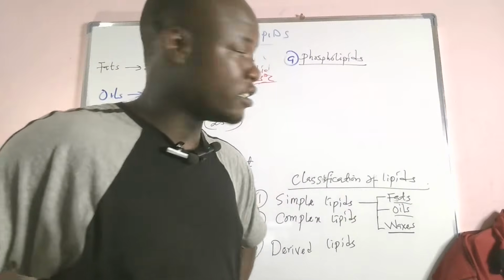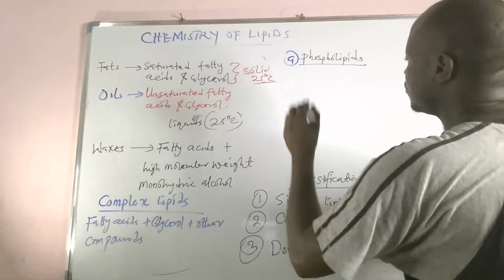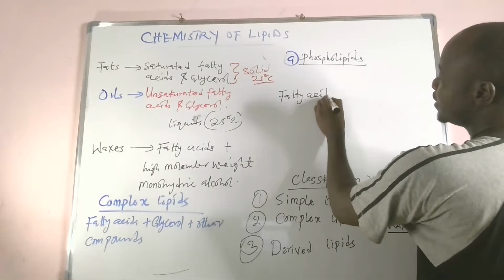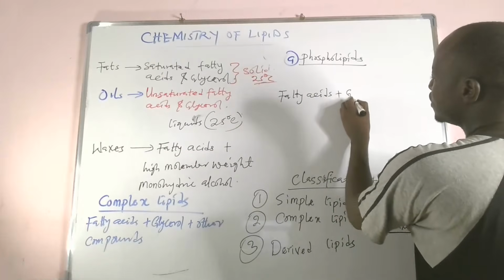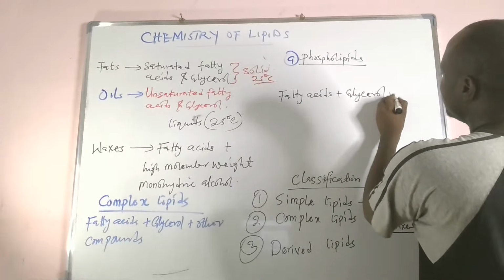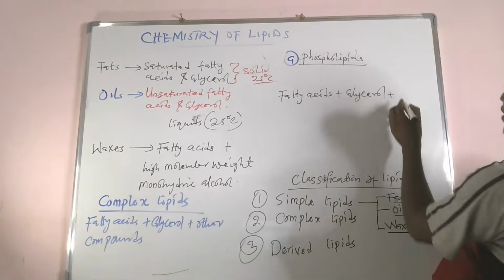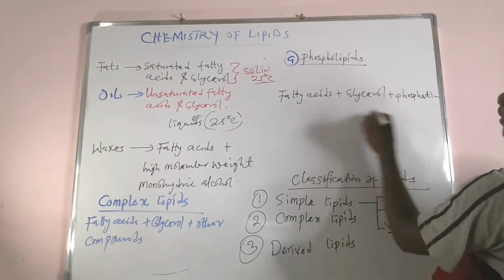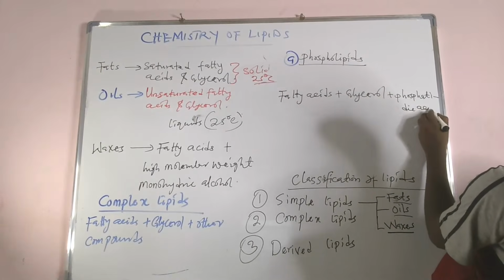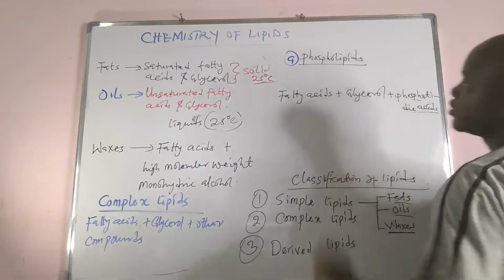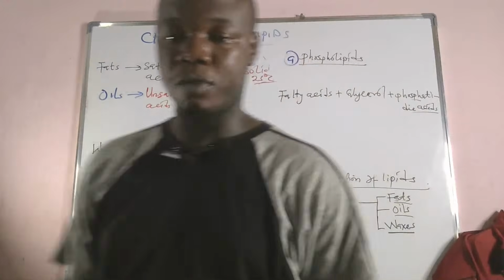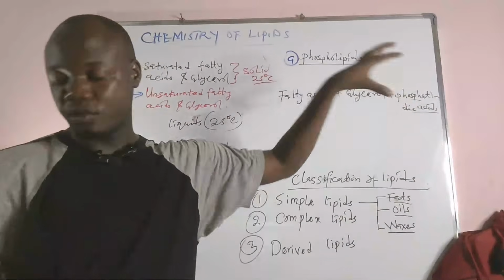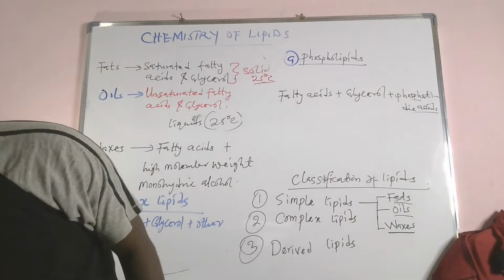Excellent, Sylvester. So you see, in the case of phospholipids, it contains fatty acids, plus glycerol, plus phosphatidic acid. So that is in the case of phospholipids. Apart from fatty acid and glycerol, it contains phosphatidic acids.